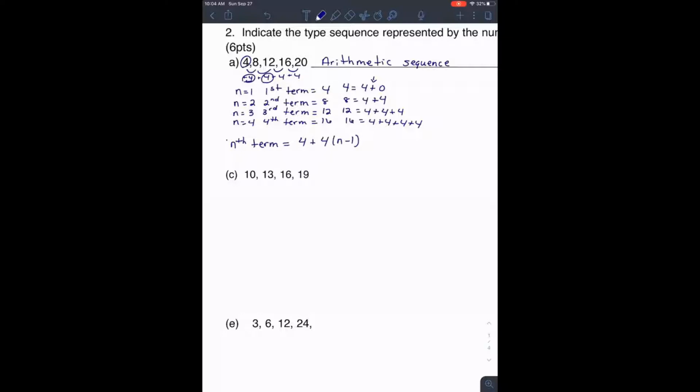So if we wanted to check for that 5th term, we would say 4, our starting number, plus 4, our difference, times 5 minus 1. So 5 minus 1 is 4, times 4. So I have 4 times 4, 16, plus 4 equals 20. So that means our fifth term would be 20.